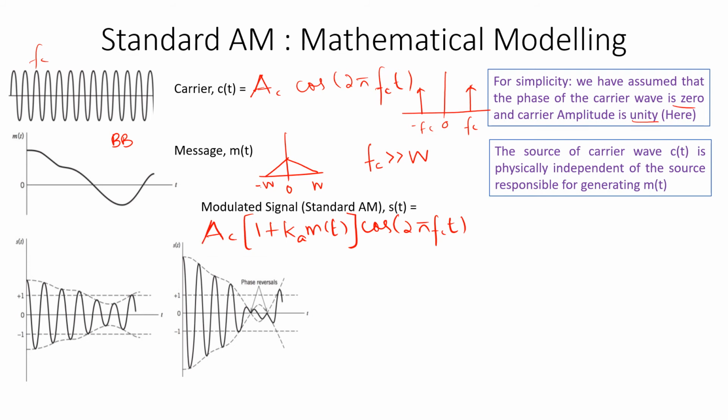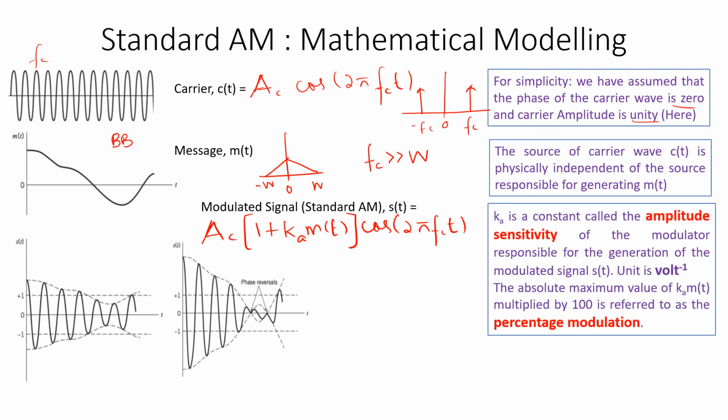So this is the equation for standard AM. Ac cos 2 pi fc t is the carrier, right? And this 1 + Ka m(t) is called the envelope. And this Ka is called the amplitude sensitivity of the modulator. If you assume a modulator as a system which takes message and carrier as input, then this Ka or amplitude sensitivity is some gain or attenuation provided for this m(t). We'll discuss that in detail further.